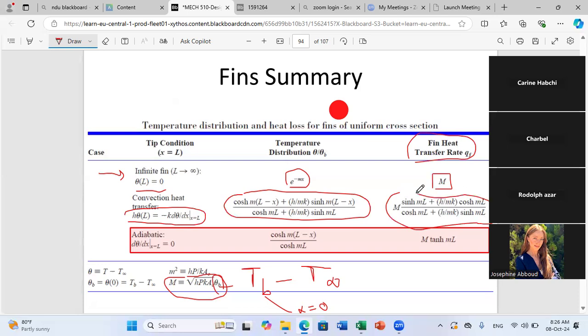Now, in case you have adiabatic condition, as you can see, adiabatic condition is much simpler than this. That's why we use the concept of corrected lengths in order to use a relatively simple form. In this case, the solution is of the form m times tanh(mL).